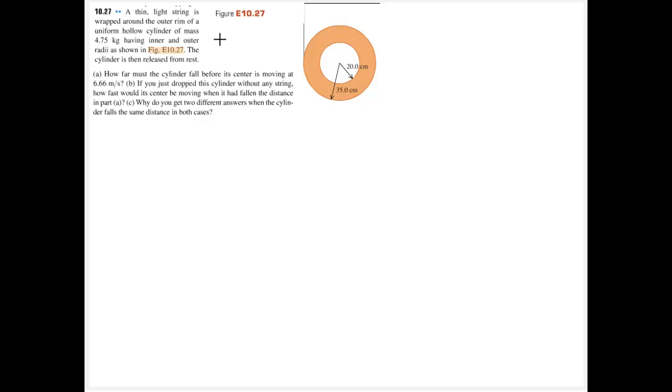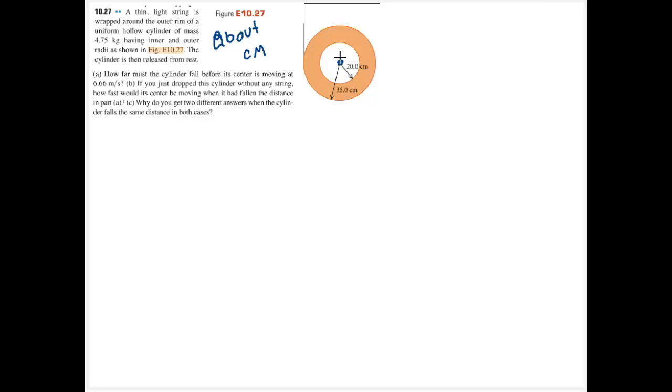Okay, these are the lecture problems for chapters 10 and 11. Take a second to read it. The key to solving these problems is to realize that all of the motion is going to occur about the center of mass. That's what really separates this chapter 10 problem from the chapter 9 problem.